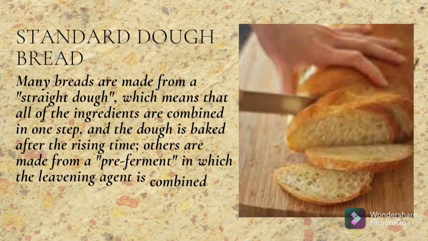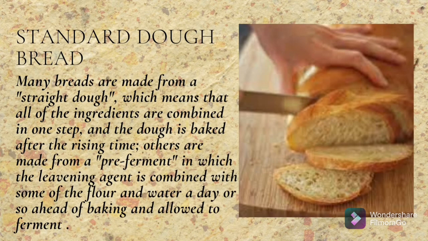Standard dough bread. Many breads are made from a straight dough, which means that all of the ingredients are combined in one step and the dough is baked after the rising time. Often, others are made from a pre-ferment, in which the leavening agent is combined with some of the flour and water a day or more ahead of baking and allowed to ferment.